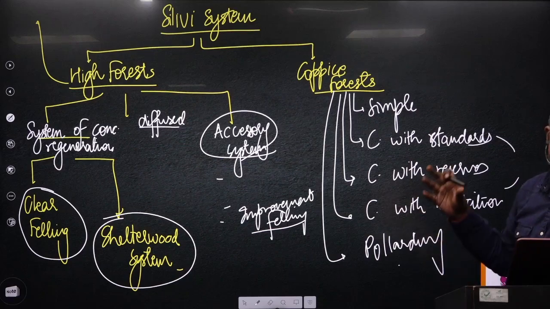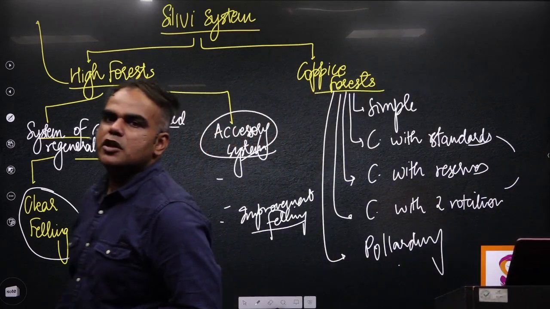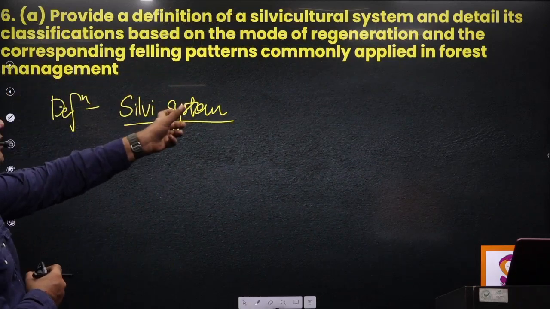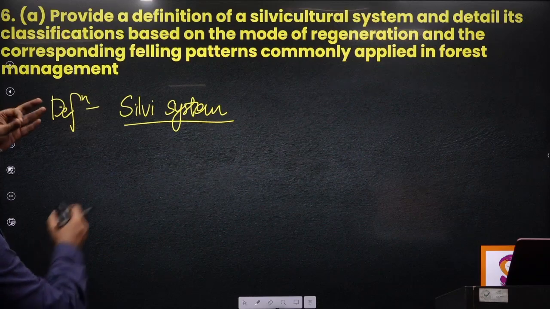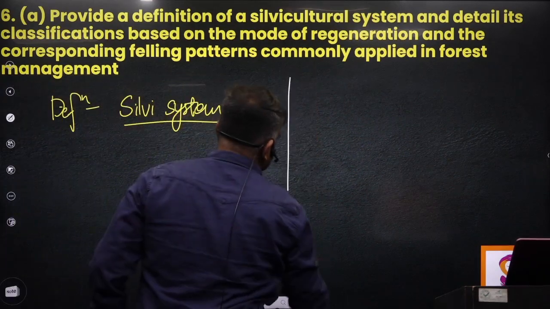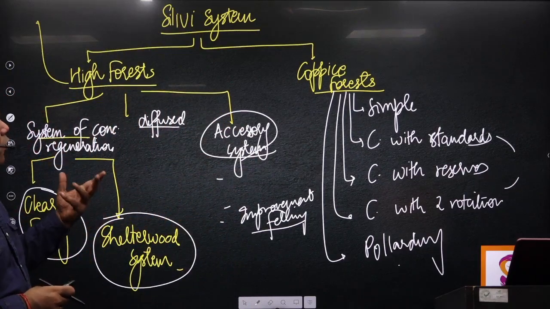Okay, so this is how we will talk about the whole aspect here, and this is what you have to overall talk about. So give a good definition of silviculture systems and detail the classification that can be based on mode of regeneration and the pattern of felling which is going to be there. So try to draw this a couple of times, you will get better at it over a period of time.